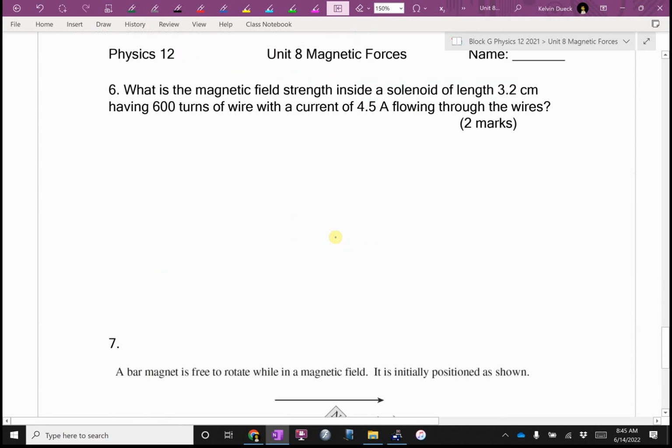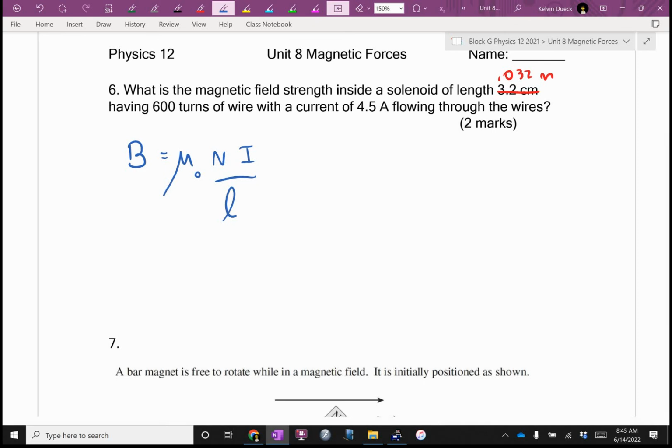What is the magnetic field strength inside a solenoid of length 3.2 centimeters, 0.032 meters, having 600 turns of wire with a current of 4.5 amps? So our magnetic field for a solenoid was equal to mu naught N times I over L. This equation has 4 variables. As far as I'm concerned, I can give you any 3, find the 4th.